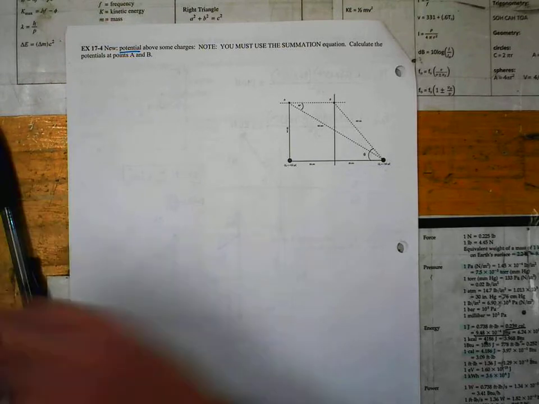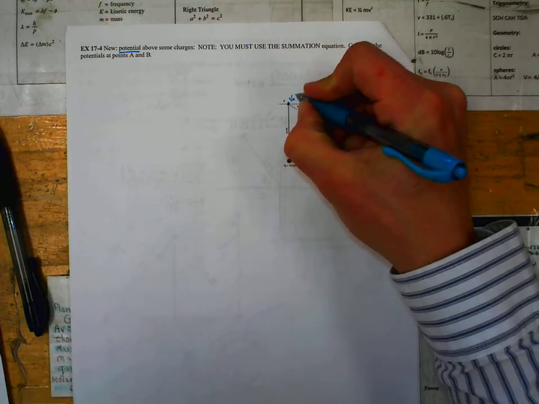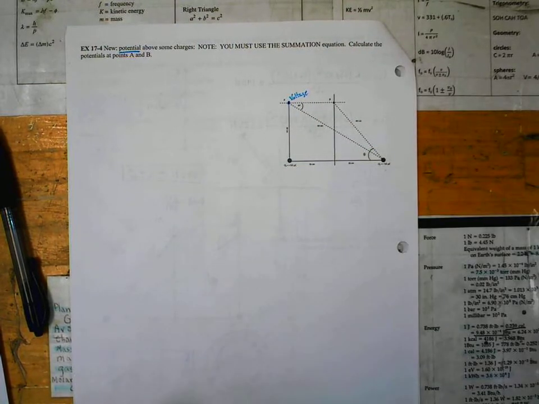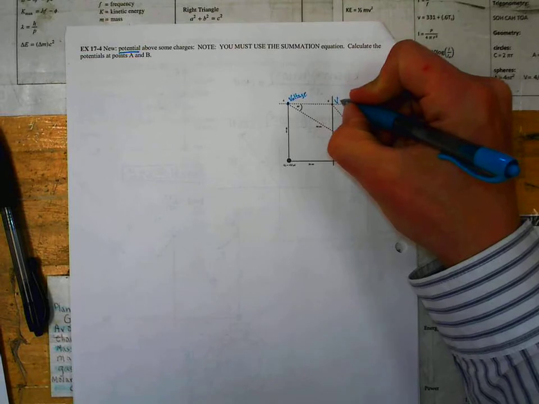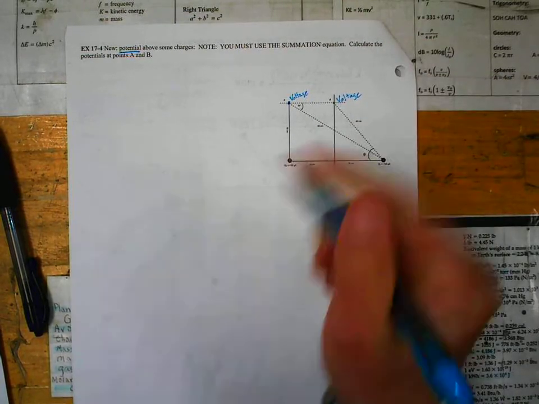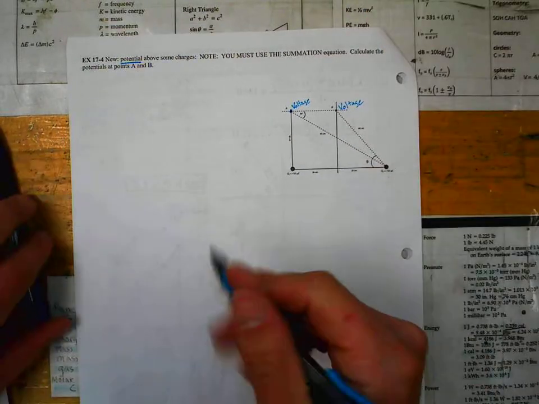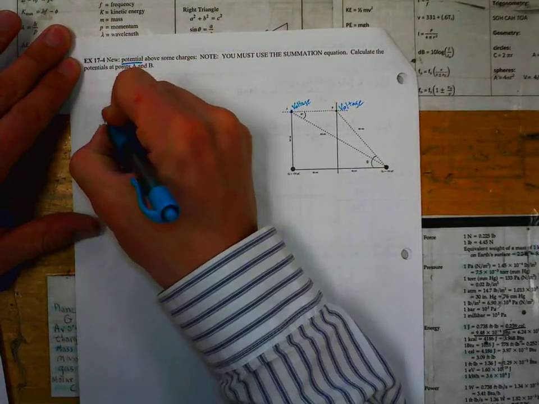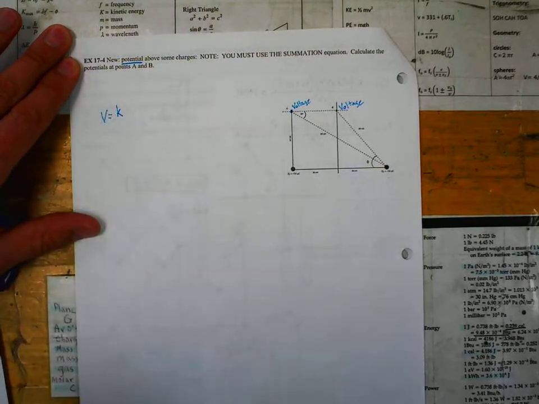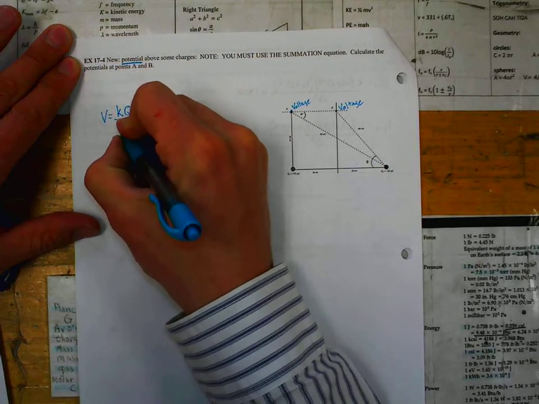Okay, so we want to calculate the potential, the voltage at A due to these two charges being present, and then we want to calculate the voltage there. Okay, so it says you must use the summation equation. That simply means you are going to use this. You're going to do the sum of the voltages. So KQ over R.